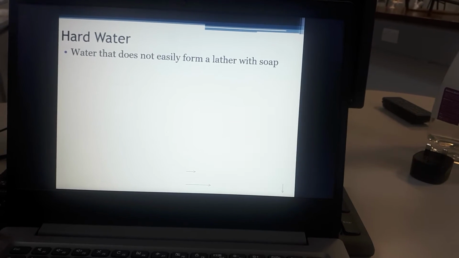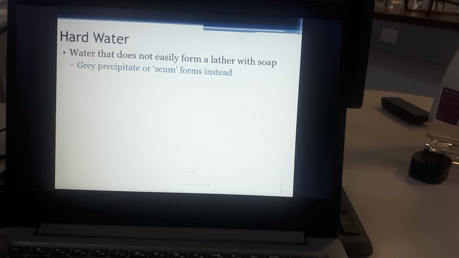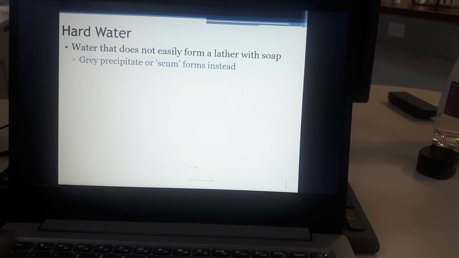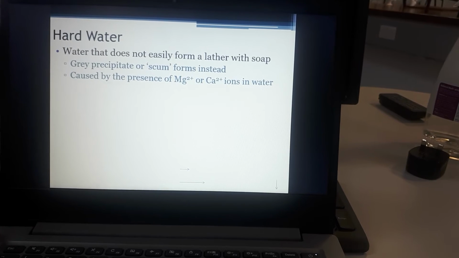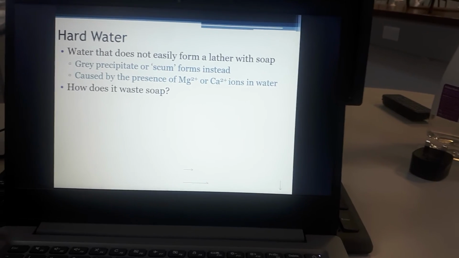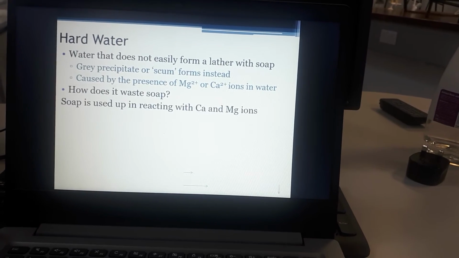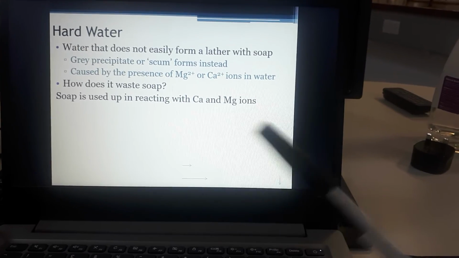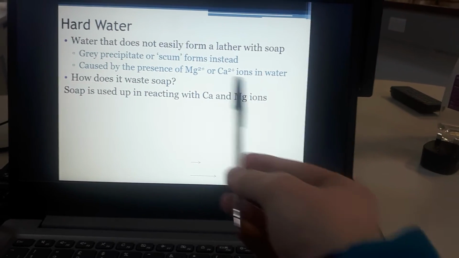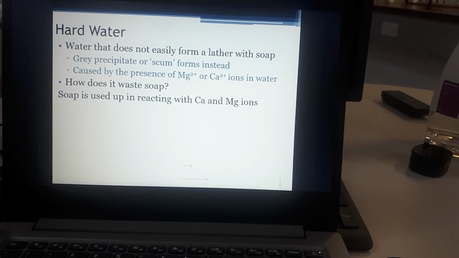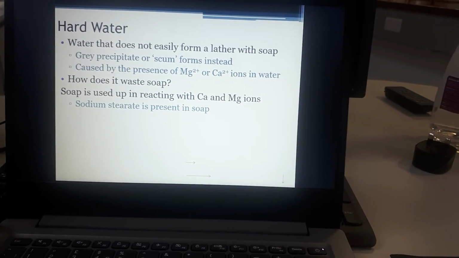So hard water is water that does not easily form a lather with soap. So it forms a scum instead. There are advantages and disadvantages to hard water, okay? One of the biggest disadvantages is that it wastes soap. How does it do that? Because firstly, instead of my soap actually reacting with the water, it firstly has to react with these calcium Ca2+ and Mg2+ ions.